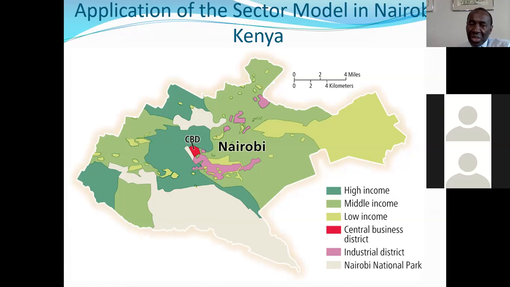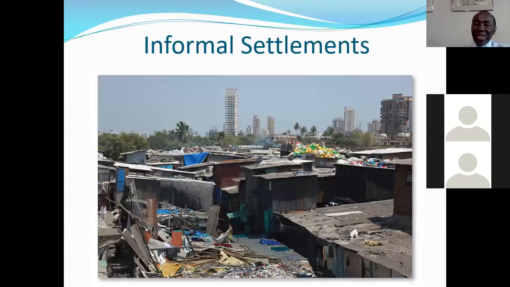So again, the rich live here in a sector from the central part going this way, another sector here, another sector here. The middle class, they live mainly here, but the very poor live in the periphery, in the suburbs, in informal settlements. This is an example of informal settlement. This is somewhere in India.